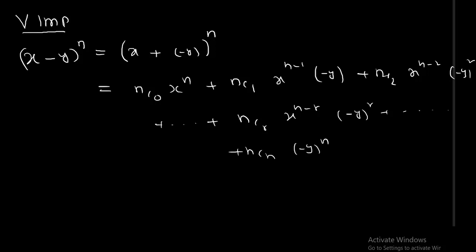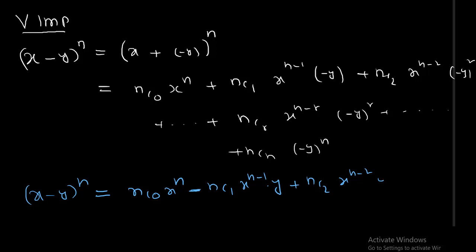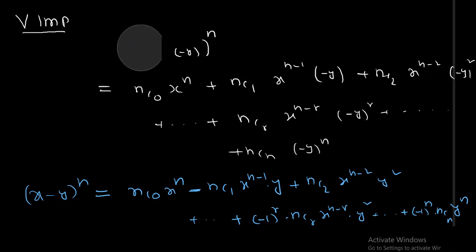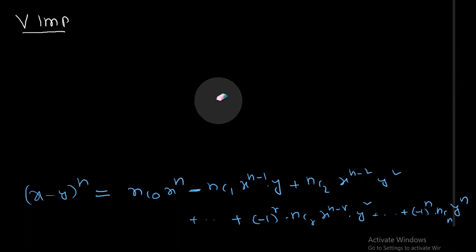Okay, right now you people should remember this: x minus y whole power n can be written as nC0 into x power n, minus nC1 into x power n minus 1 into y, plus nC2 into x power n minus 2 into y square, plus so on plus minus 1 power r into nCr into x power n minus r into y power r, plus so on plus minus 1 power n into nCn into y power n. Okay, you should remember it like this. This is the expansion of x minus y whole power n, again provided n is a natural number.